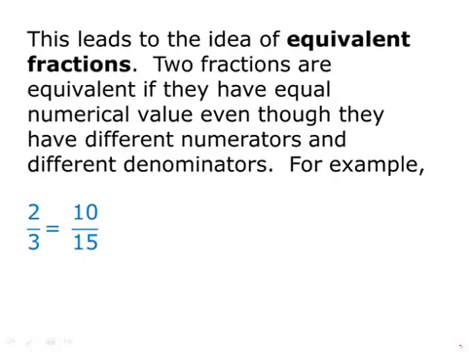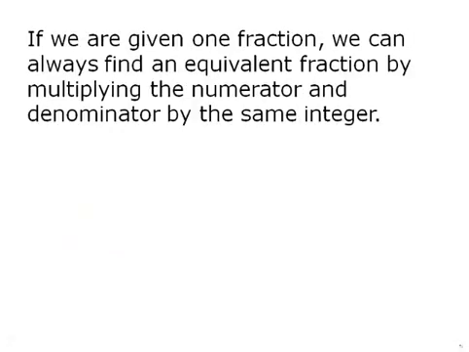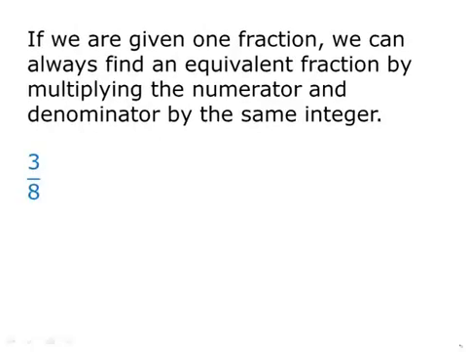In fact, one way to see what's going on here, we can write the 10 and the 15 as products, 2 times 5 over 3 times 5. In other words, the numerator and the denominator of the original fraction both got multiplied by the same factor. And in fact, we can expand that idea. If we are given one fraction, we can always find an equivalent fraction by multiplying the numerator and the denominator by the same factor. So for example, we start out with 3/8.